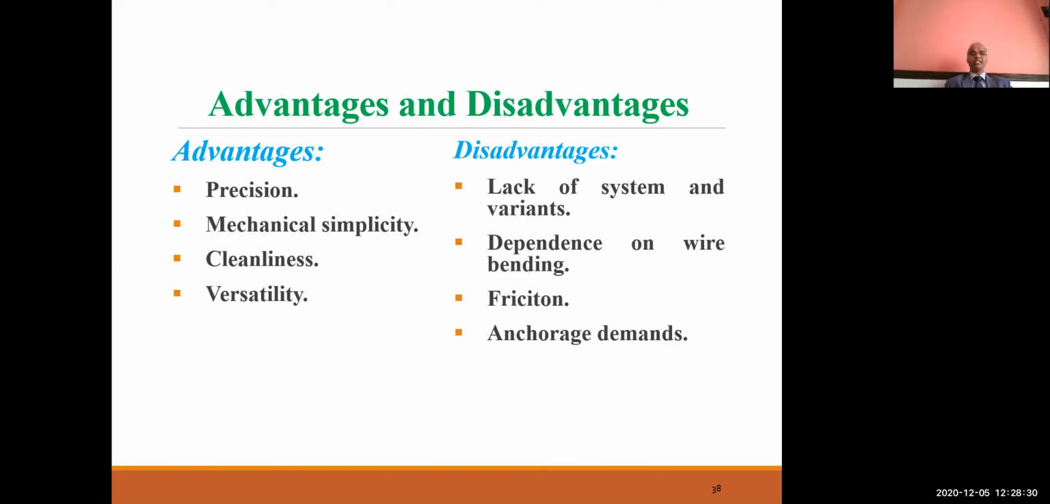But the disadvantage is lack of system and variability, and dependence on wire bending, because these appliances are totally dependent on the wire bending by putting first, second, and third order bends in the arch wire. And also the anchorage demand because we apply heavy force.